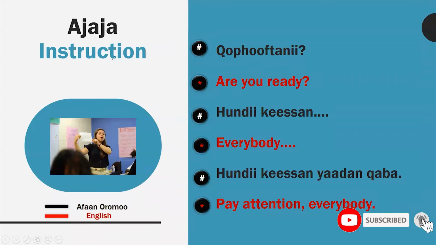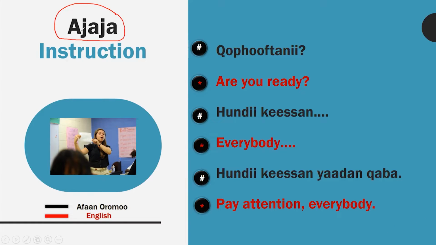Okay, the first one, instruction, in Afaan Oromo we call it ajaja. Ajaja means instruction in English. Oftani means are you ready? Are you ready? And the second one, hundikesan. Then we can ask this. Hundikesan means everybody. Everybody do this homework, or everybody try this question. You can say it like that, okay?